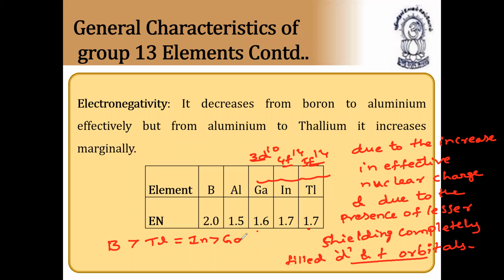Gallium greater than aluminium. So this is the trend of electronegativity for group 13 elements. Why does the sudden increase take place for thallium, indium, and gallium? Why for these three elements? Due to the presence of poorly shielding, completely filled d and f orbitals, the effective nuclear charge increases. As the effective nuclear charge increases, electronegativity also increases, because the force of attraction of the nucleus for the valence shell electrons increases. So electronegativity increases from aluminium to thallium.